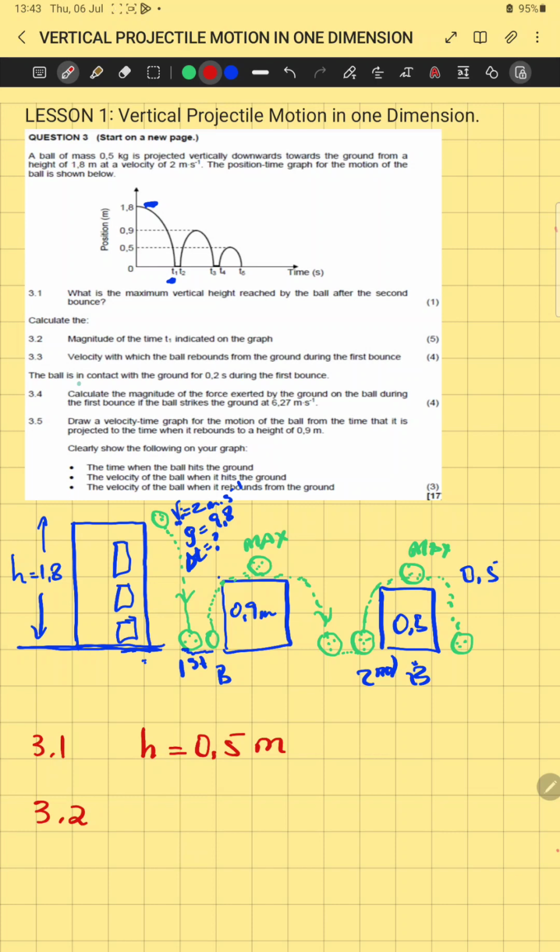Now we go to 3.2. Calculate the magnitude of the time t1 indicated on the graph. Now we need to get the time t1, that is the time from here up to the ground over here. So remember guys, we need to choose a direction first. Just before we do anything here, we need to choose a direction. Now we can choose downwards as positive, or we can choose upwards as positive, but I would like to choose upwards as positive.